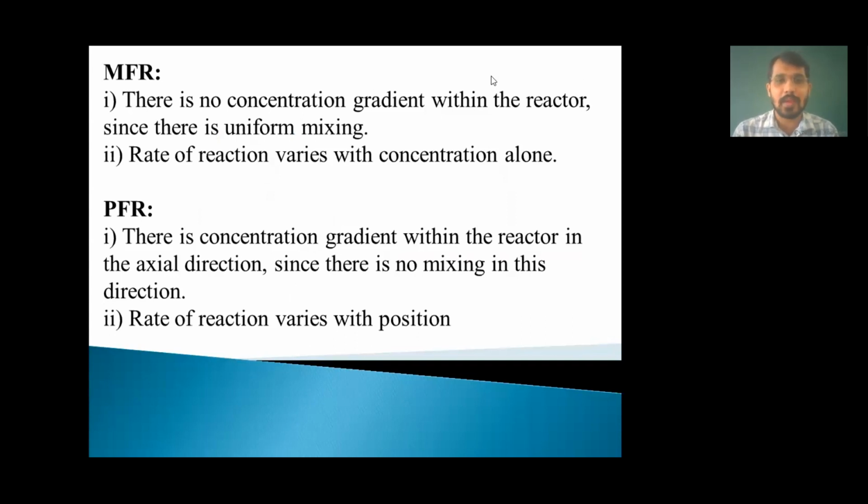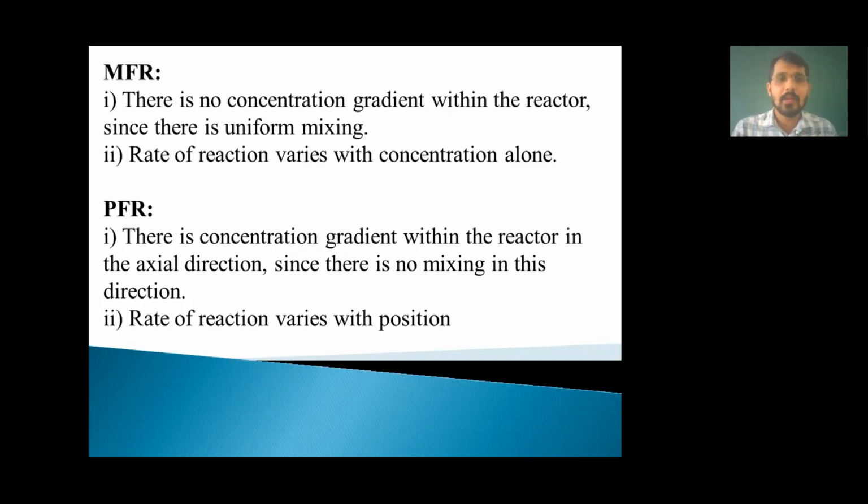And rate of reaction varies with the concentration alone. Only concentration, means not along the length, which is the main parameter in the plug flow reactor. Here two points are very important. First, there is no concentration gradient because there is a uniform composition and uniform temperature throughout the reactor. That's why there is no concentration gradient available in the reactor.